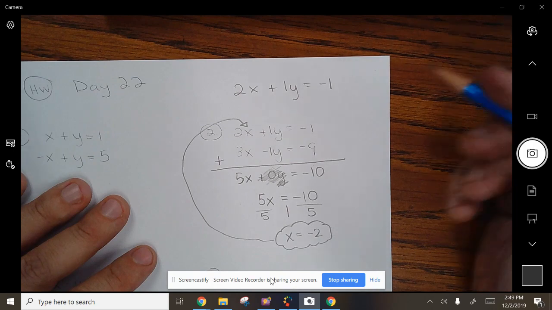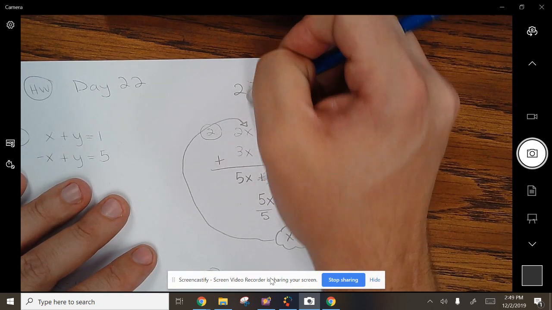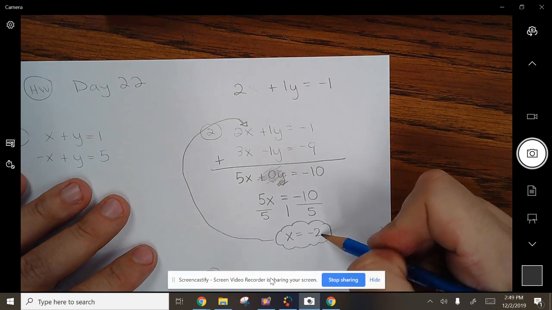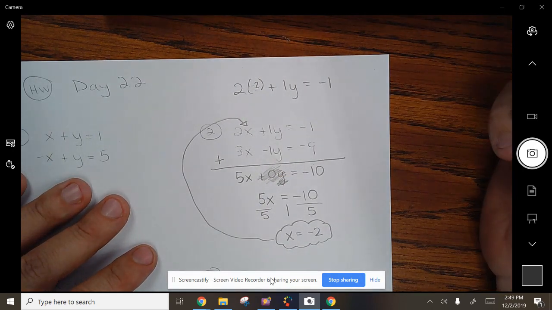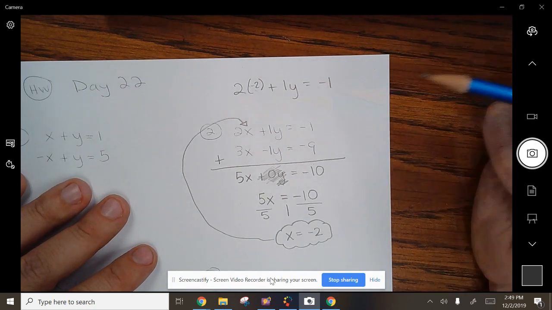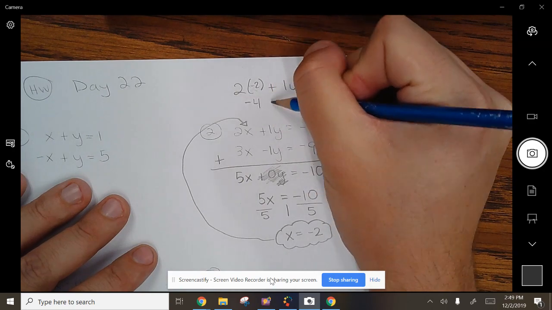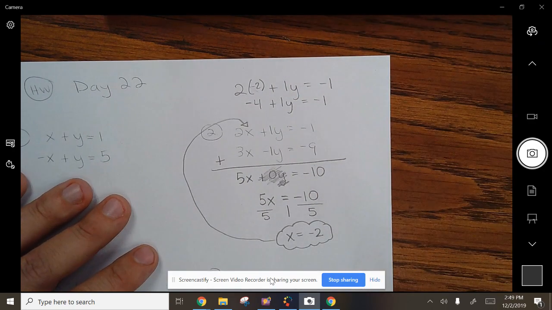And now, instead of x, I can erase it. And what can I put in its spot? I know what x is. I'm going to put -2. And now I'm going to solve this equation for y, because now y is the only variable left. -4 plus 1y equals -1.